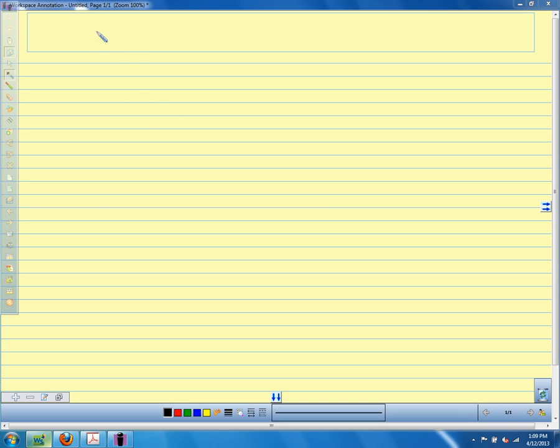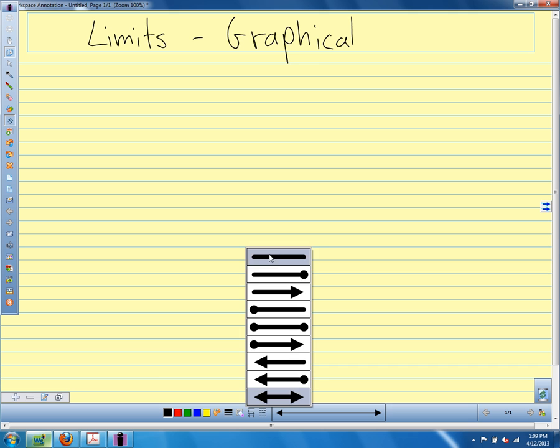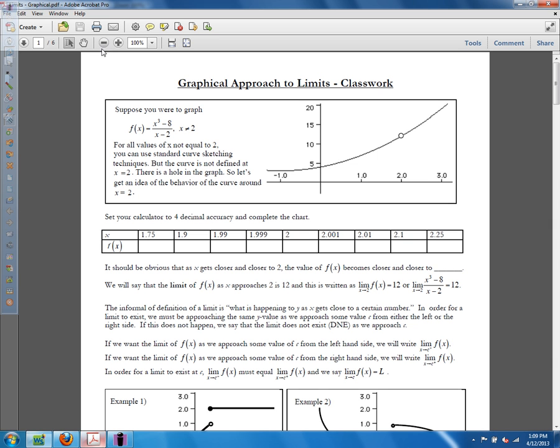So today we're going to talk about limits, how we figure out a limit by looking at graphs. So we're looking at the graphical approach to limits. Let me grab the page, the same page that you guys have there. I'm just going to put it up here. And we're going to go through this first part here.